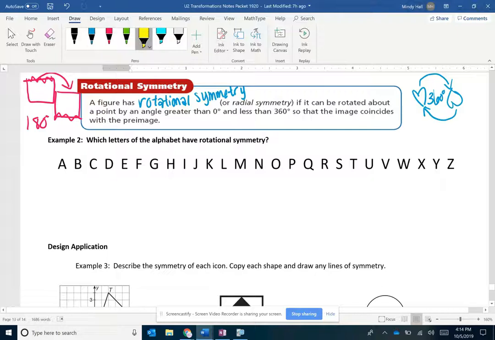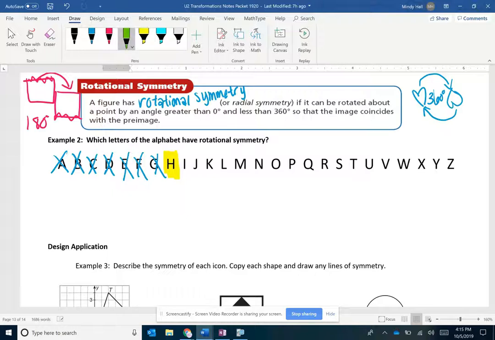So looking at the alphabet, we want to figure out which ones have rotational symmetry. So looking at the letters A, B, C, and D, none of these letters, if you were to rotate them around, would ever look the same until you got to 360 degrees. So none of these have rotational symmetry. Then we get to E, F, G, and H. E would not have rotational symmetry, neither would F or G, but H would have rotational symmetry because at 180 degrees, it would look like an H again.